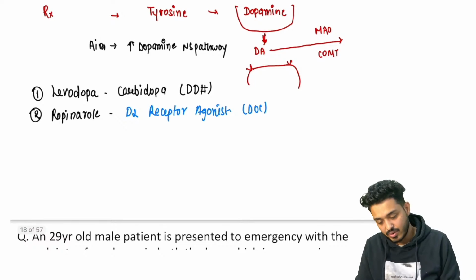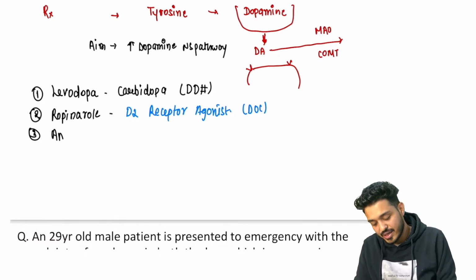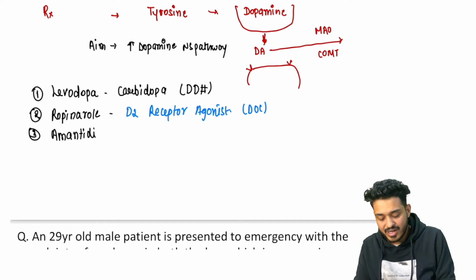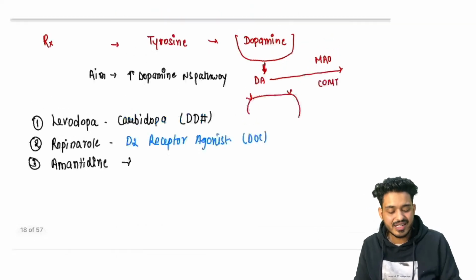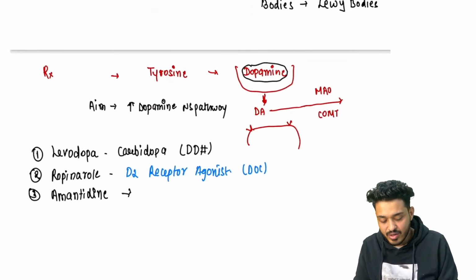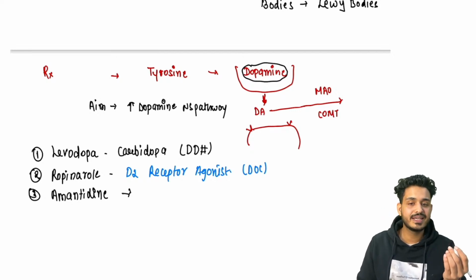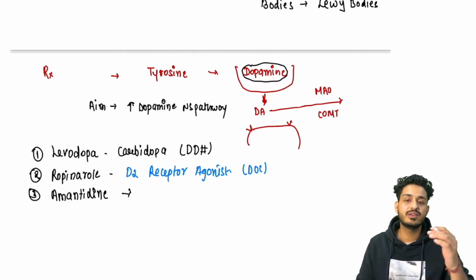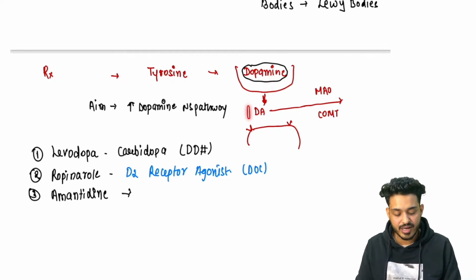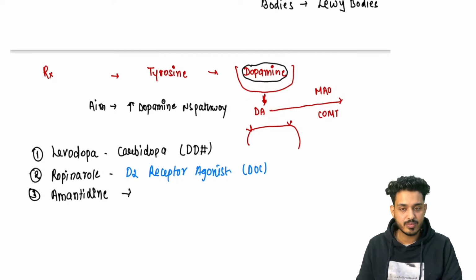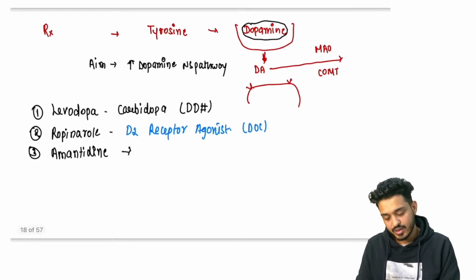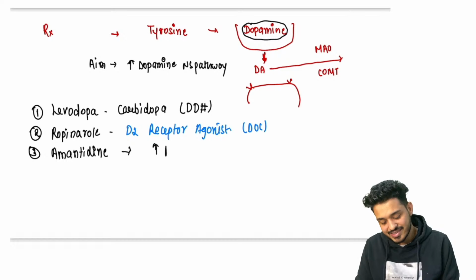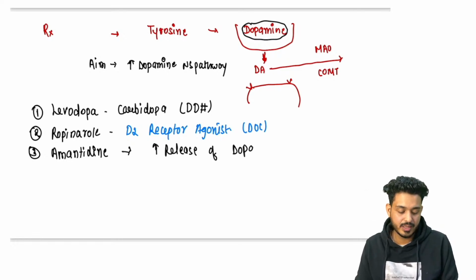Apart from that, we are also having other drugs like amantadine. थोड़ा सा क्विक रिव्यू दे देता हूँ. amantadine क्या करता है? These vesicles we are having, dopamine vesicles. It is basically an anti-influenza drug. What is it going to do? ये vesicles अंदर से बाहर फेंकेगा. What will happen? Here you will have increased levels of dopamine. That is what we want, right? So amantadine is going to increase the release of dopamine vesicles.